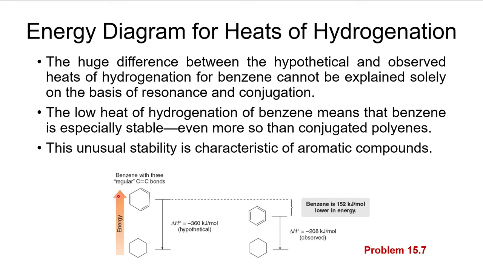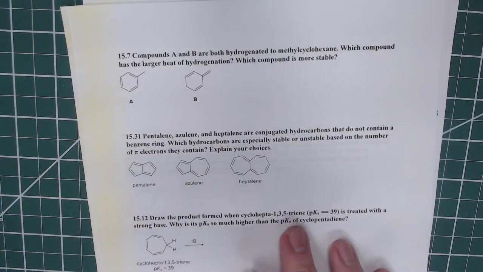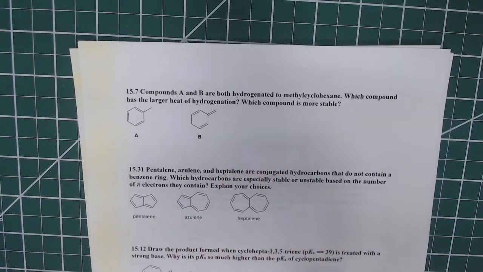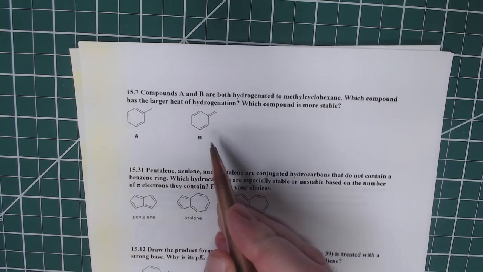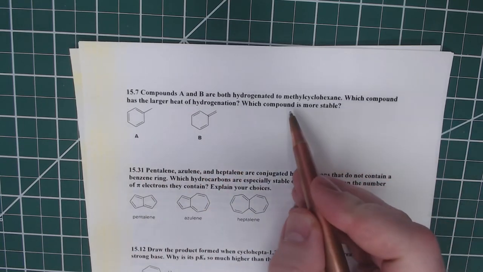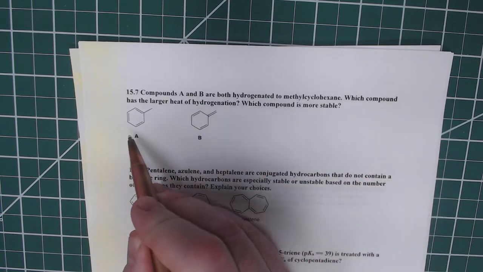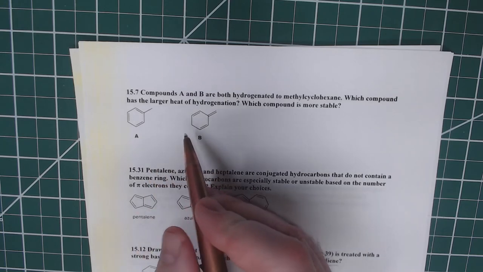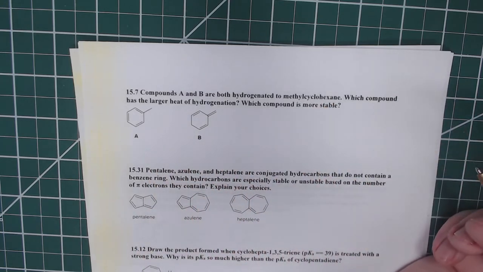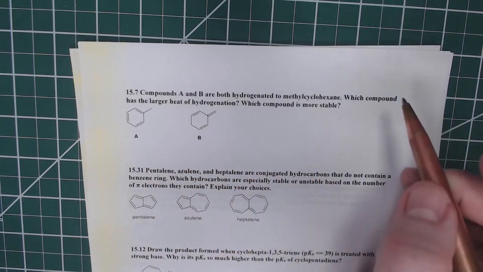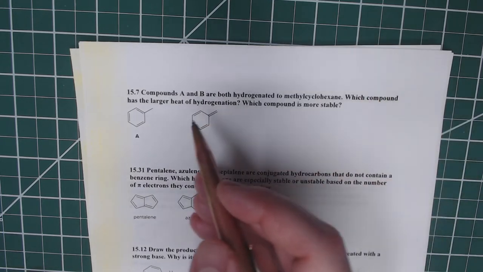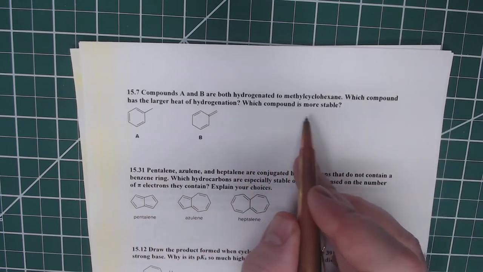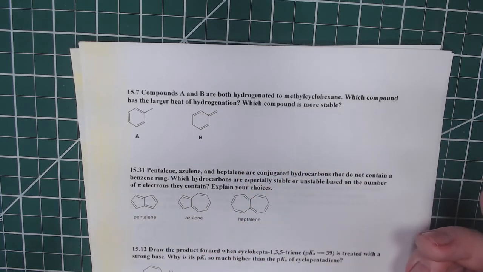So let's switch over to number 7 on the in-class assignment. We've got two compounds. This is an easy question. We've got two compounds, A and B. They're both hydrogenated to methyl cyclohexane. So these are constitutional isomers of each other. And when we hydrogenate them, they will both give methyl cyclohexane. We want to know which one has the larger heat of hydrogenation. In other words, which one's less stable. And then the other question is, which one's more stable?